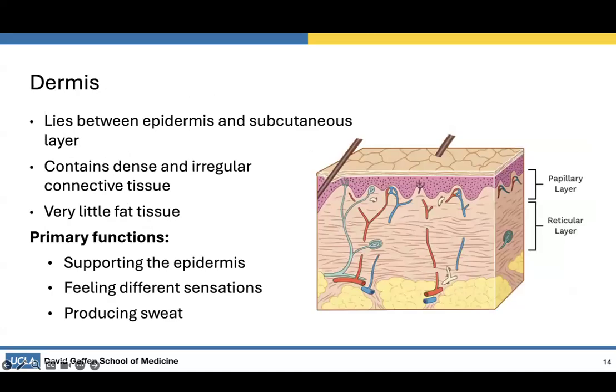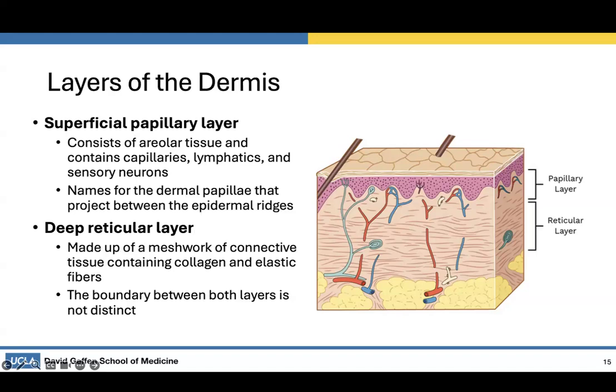Now let's talk about the second, deeper layer of the skin, known as the dermis. The dermis lies beneath the epidermis and is composed of dense connective tissue, which provides strength and elasticity. It houses sensory receptors, blood vessels, and sweat glands, and it supports the epidermal function by enabling sensation and thermal regulation. The dermis consists of two layers, the superficial papillary layer and the deep reticular layer.